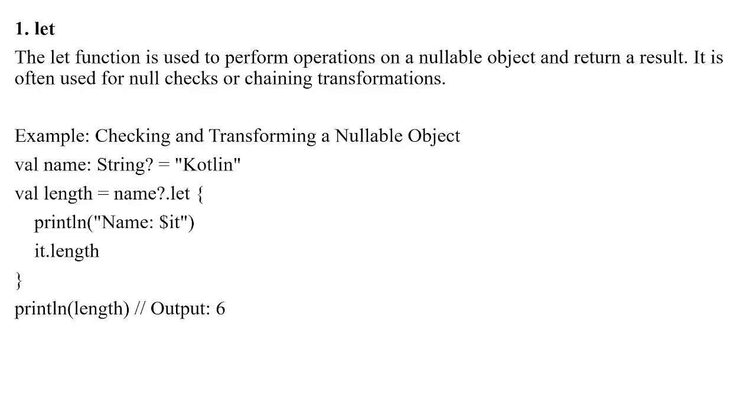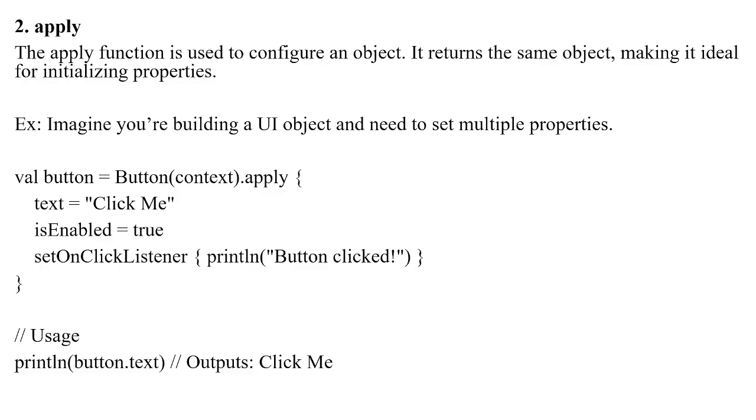The main point is when to use the let function. We can use let when we have to avoid null pointer exceptions, and when we need to transform an object and return the result. After the let function, we will discuss the apply function. The apply function is used to configure an object. It returns the same object, making it ideal for initializing properties.